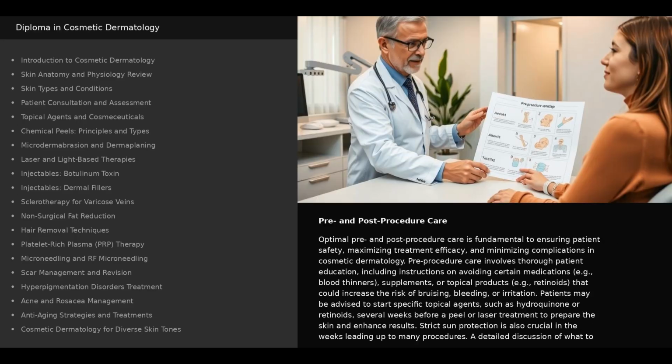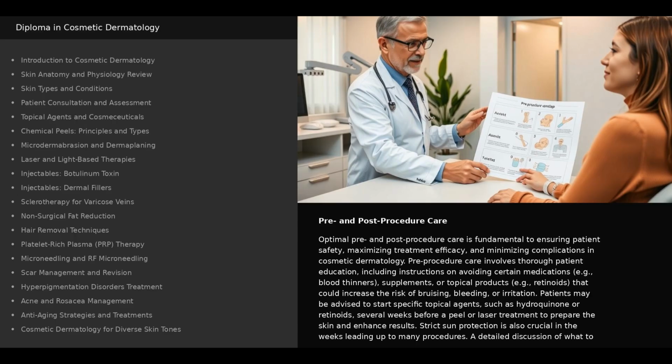Pre- and post-procedure care. Optimal pre- and post-procedure care is fundamental to ensuring patient safety, maximizing treatment efficacy, and minimizing complications in cosmetic dermatology. Pre-procedure care involves thorough patient education, including instructions on avoiding certain medications, for example, blood thinners, supplements, or topical products, for example, retinoids, that could increase the risk of bruising, bleeding, or irritation.